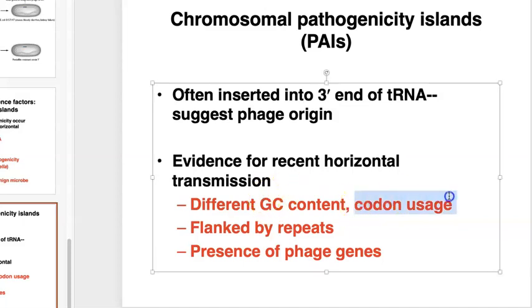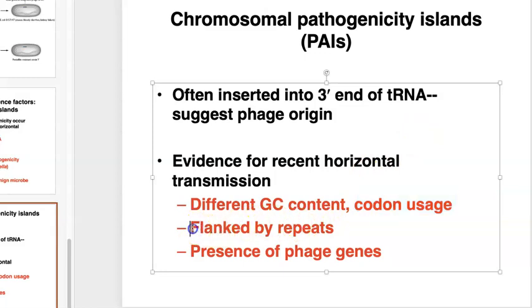Another aspect is codon usage, the triplet code that the microbes use to encode individual amino acids. Over time microbes will start to favor a particular set of codons to encode particular amino acids. But if the DNA has recently come into the cell, it may have different codon usage. So it may use different triplet codes to encode amino acids than the rest of the genome is using. That's an interesting way to look for horizontal gene transfer.